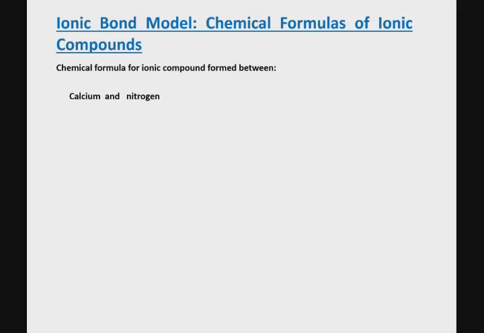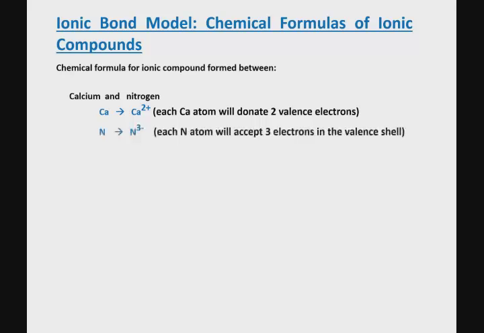We have to figure out first what are the ions that each one will make, and then once you know that, you can put them together and make the chemical formula. So calcium is a metal. It's in group 2A, so it will donate two valence electrons to make a cation with a charge of 2+. Nitrogen, on the other hand, is a nonmetal in group 5A, therefore 8 minus 5, it accepts 3 electrons in its valence shell to give us an anion with 3- charge.